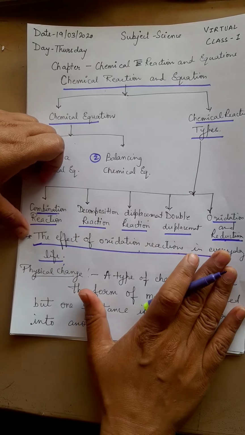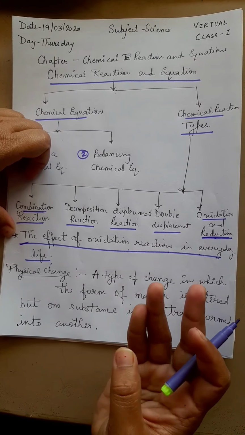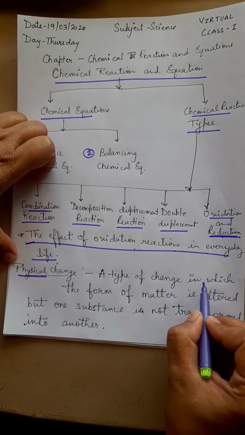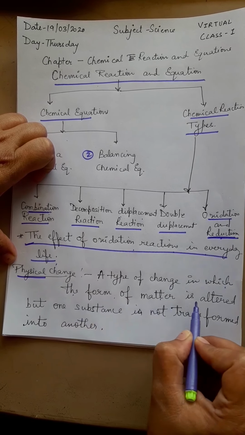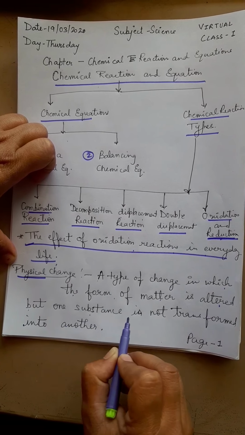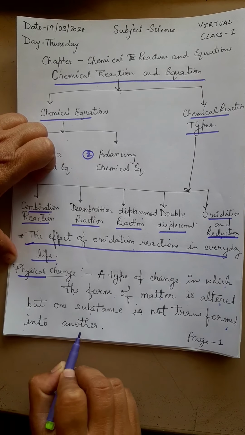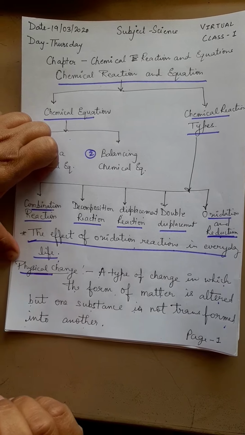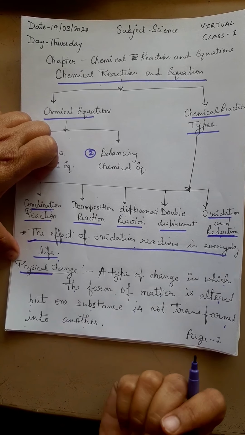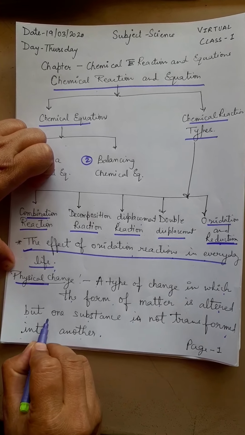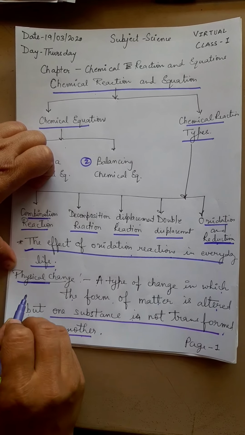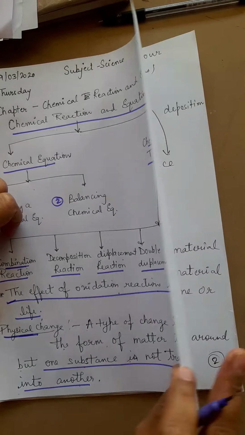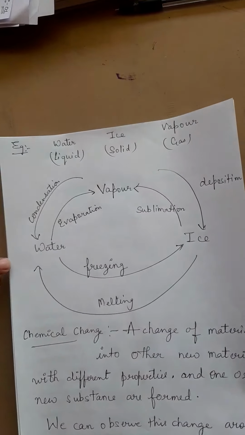Before starting this chapter, you have to know what chemical change and physical change are. Physical change is a type of change in which the form of matter is altered, but one substance is not transformed into another. Means if we are talking about physical change, the matter will change its state, its size, but it will not transform into another substance. That is physical change. You can see one example of this.